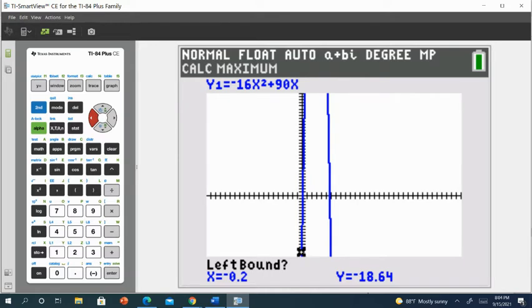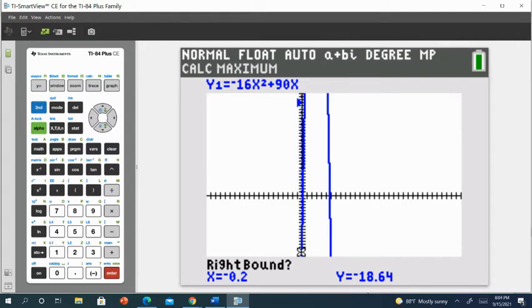Okay, so there's my cursor. Here's my cursor. It is on the left side of the parabola. Therefore, it is on the left side of that maximum point. I'm going to hit enter.